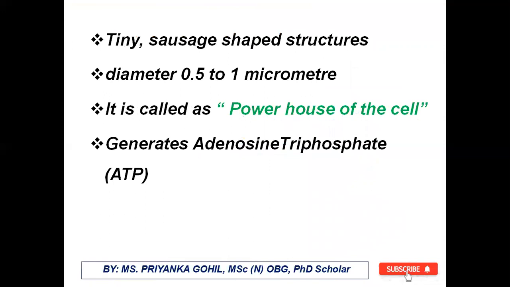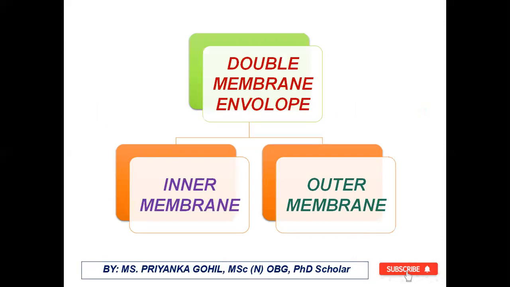So these mitochondria are tiny sausage-shaped structures. Their diameter is 0.5 to 1 micrometer, and it is called the powerhouse of the cell because it generates the energy which is required for all the cells to function. Now this energy is in the form of ATP, that means adenosine triphosphate, and it is found in both types of cells, plant cell as well as animal cell. So as we have seen in the structure of the mitochondria, it has a double membrane envelope. One is the inner membrane and one is the outer membrane.